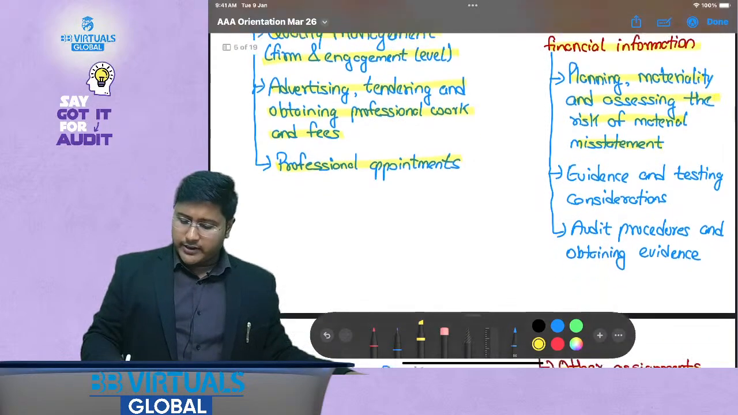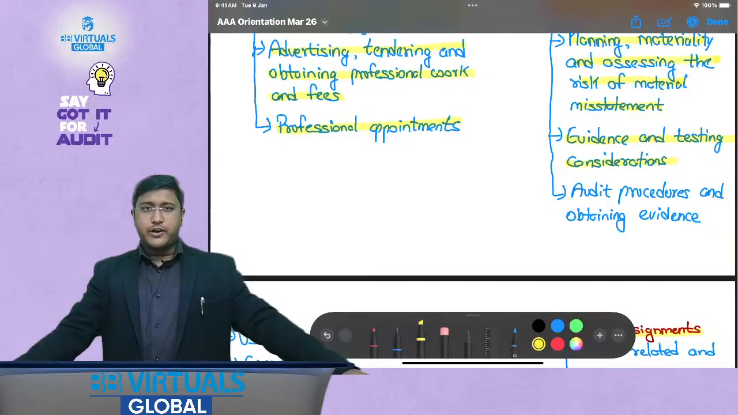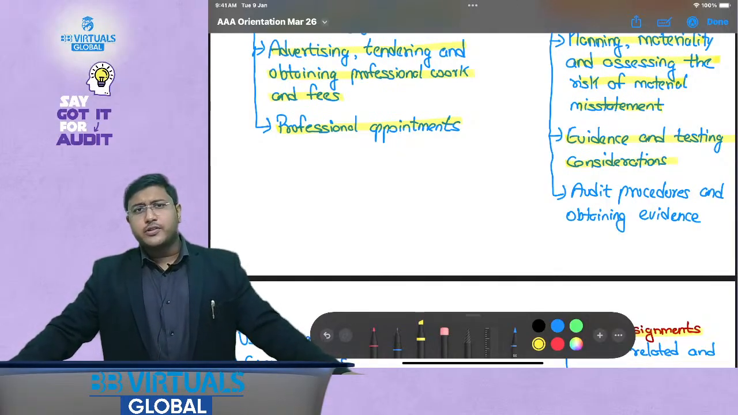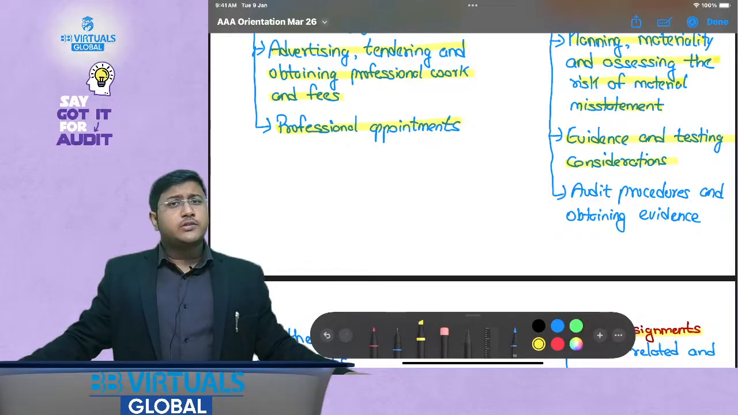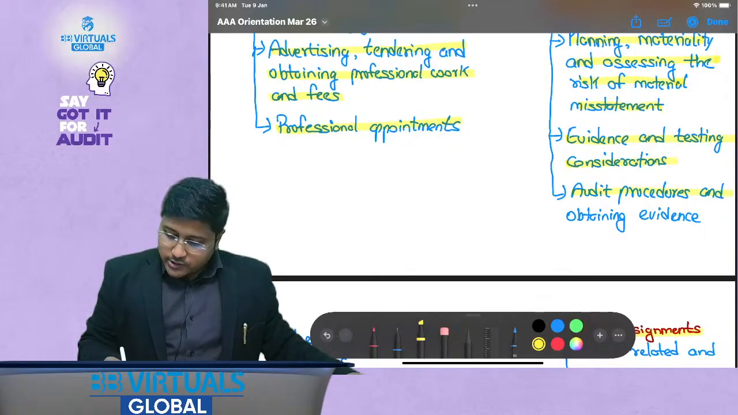We also talk about audit materiality over here. Then evidence and testing considerations, that is how you test different items, how you obtain the evidence, and how you test. So we are also going to discuss the ISA 500 series over there. What are the different audit procedures, how you need to evaluate different audit evidence, all of that. Then audit procedures and obtaining evidence.